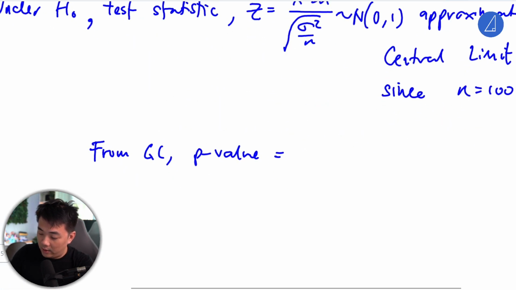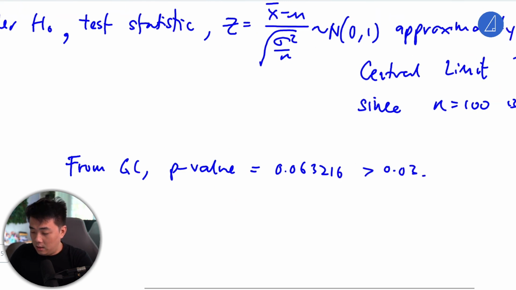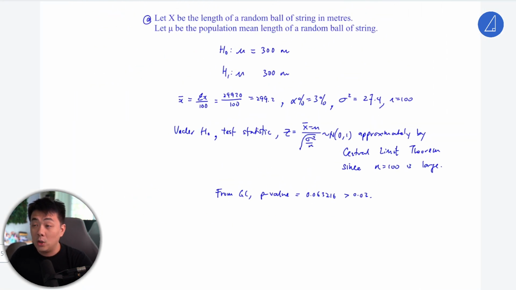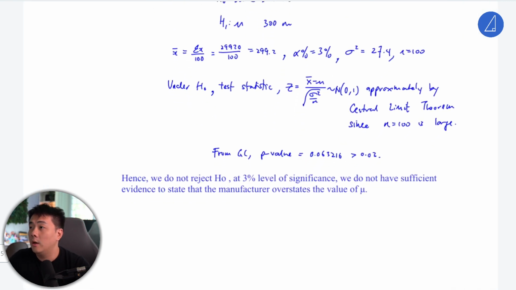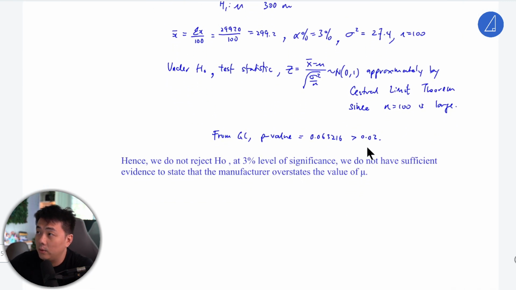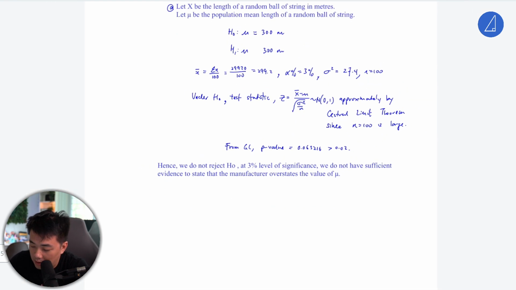0.063216, which is more than 0.03. So the concluding statement is that we do not reject H0. At the 3% level of significance, we do not have sufficient evidence to state that the manufacturer overstates the value of mu. Okay, so that's that.